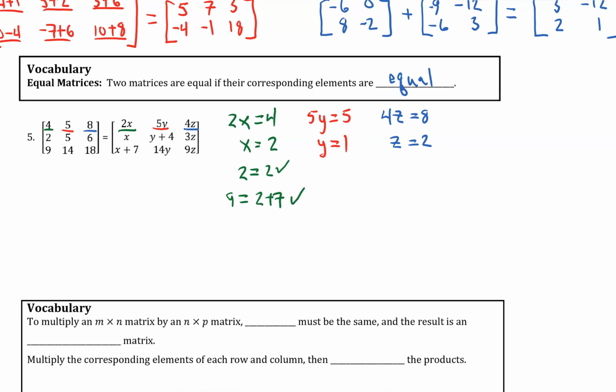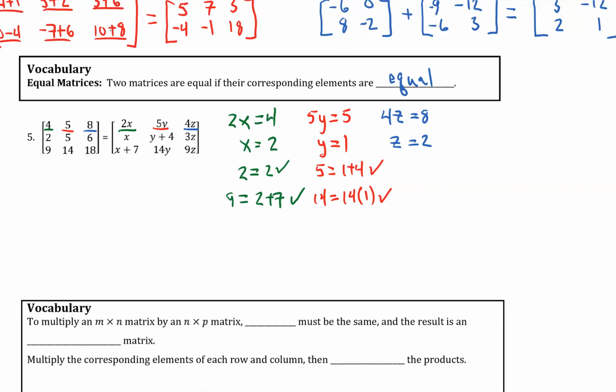If I go to the next one, the next one's actually saying then that y was 1. So now I'm looking at this and it says 5 should equal the y value, which is 1 plus 4. That's true. And the bottom one's saying 14 should equal 14 times 1. That is also true.